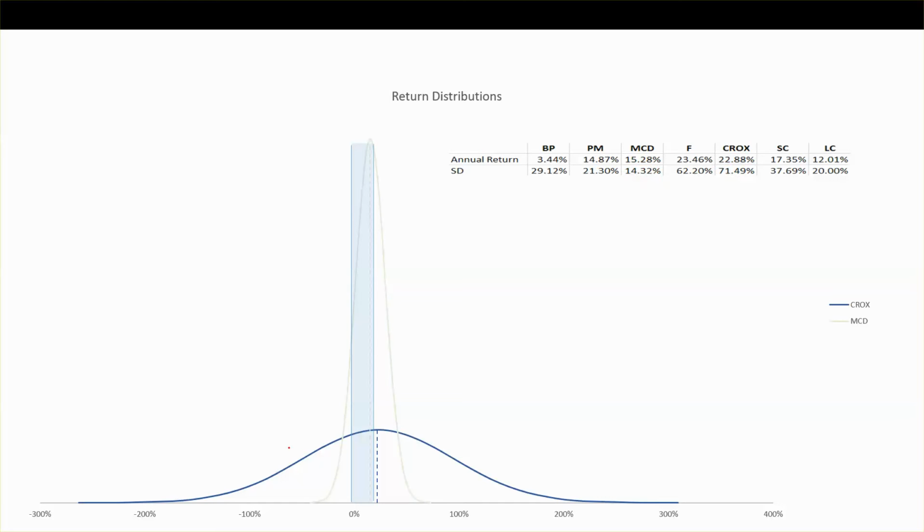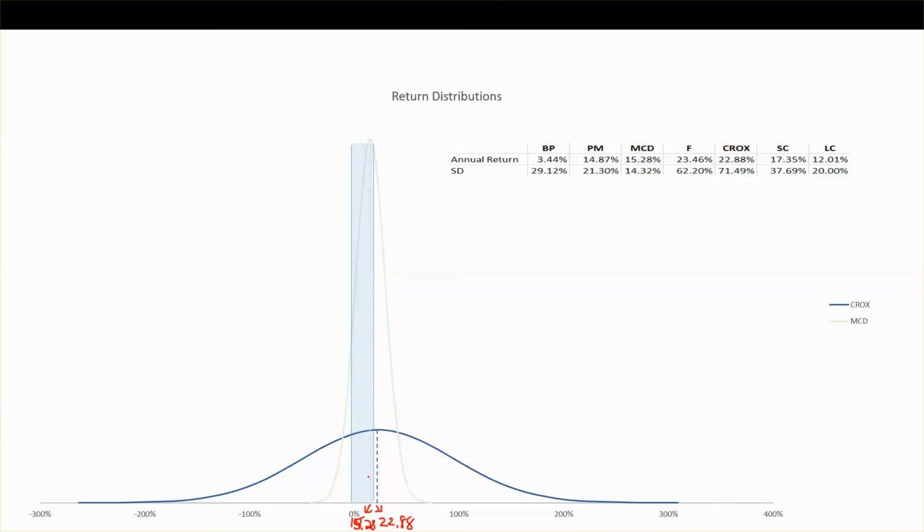And I have graphed both of these. The blue distribution represents Crocs's returns. The green distribution represents McDonald's returns. And then there's a dark blue dashed line that represents the mean return for Crocs, that is 22.88. And the light green dashed line, which is right here, represents the mean return for McDonald's, which was 15.28. And I know those don't look pretty. I'm going to zoom in a minute to talk about the math.